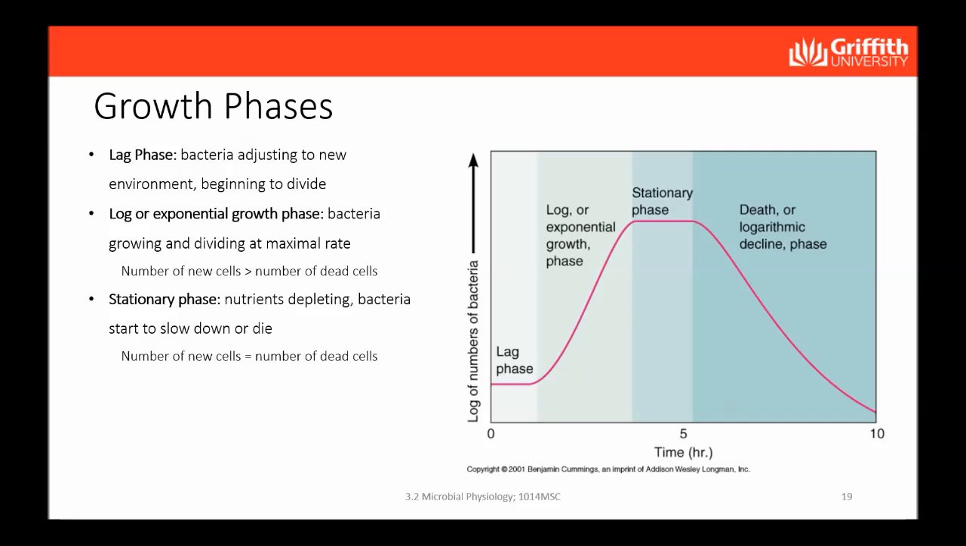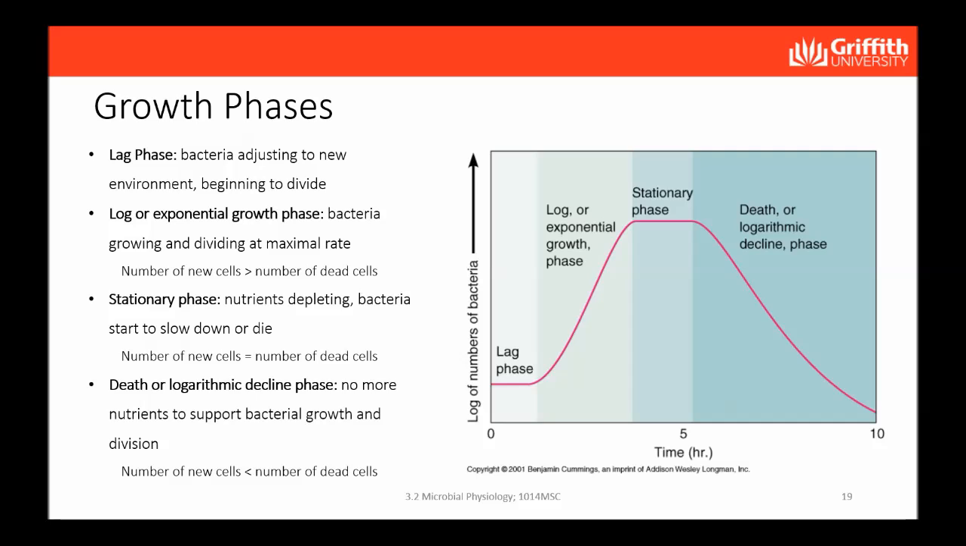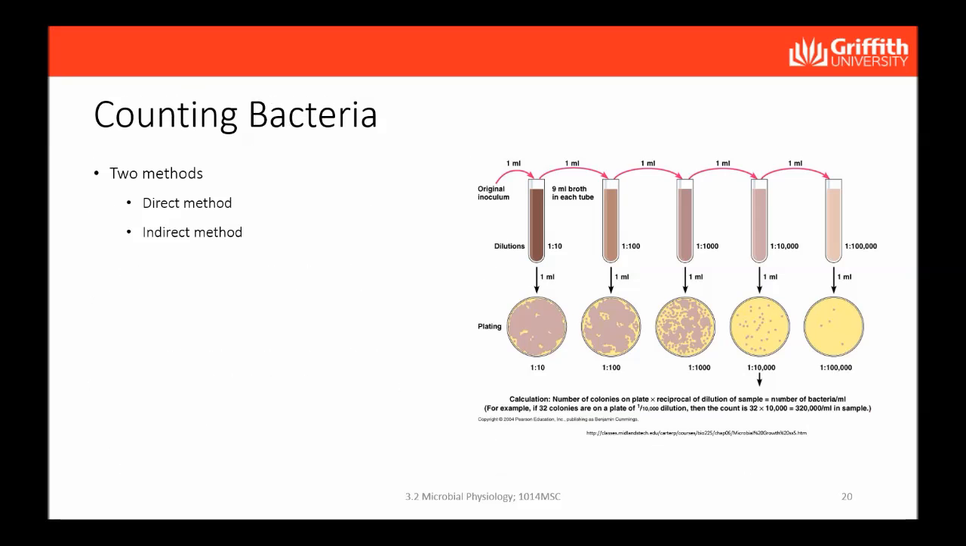Eventually, the cells will enter the death phase or the logarithmic decline phase, where the growth medium does not have any more nutrients to support the bacterial population, and the bacterial cells start to die. In the death phase, the number of cells dying is greater than the number of new cells being formed.